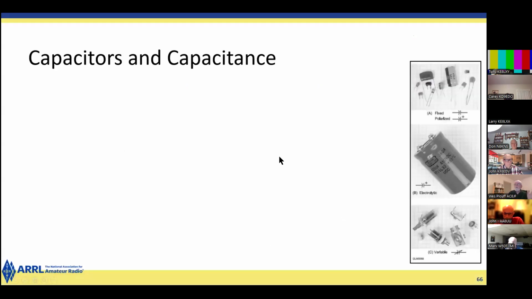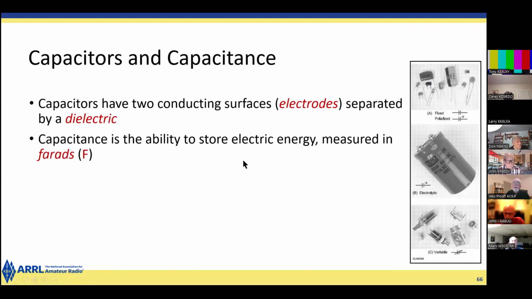Capacitors and capacitance. Okay, so now we're going to get into this. And what you can see on the right hand are some different types of capacitors. They have two conducting surfaces that are almost always metal, called electrodes, that are separated by a thing called a dielectric.